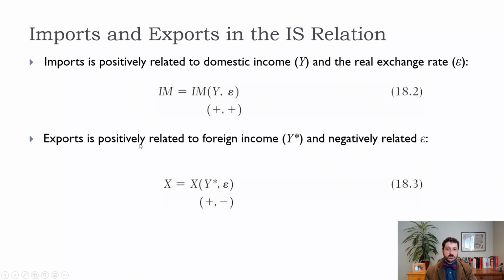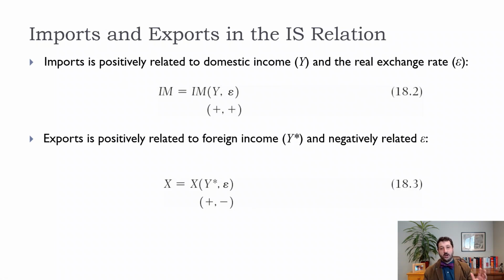Now, exports are not going to depend on our own GDP. They're going to depend on the other country's GDP. Now, we're just going to assume there's sort of one other country or sort of the rest of the world. So that's Y star, right? Remember that any variable that has a star or asterisk on it is the foreign version of that variable. So exports depend on foreign GDP or foreign income, and they depend negatively on the exchange rate.